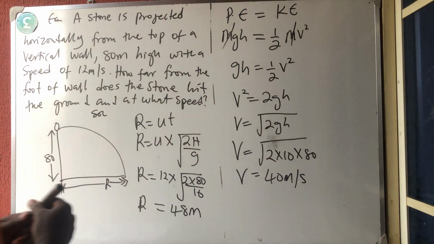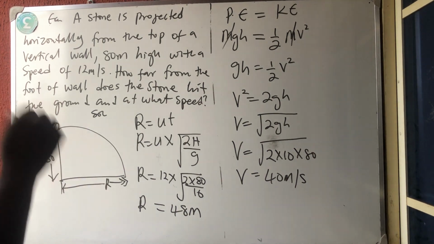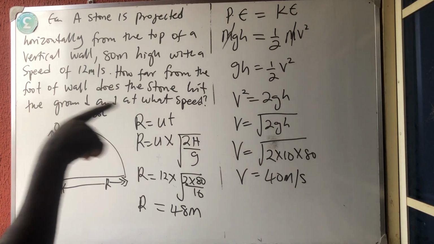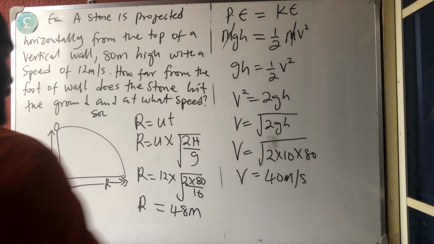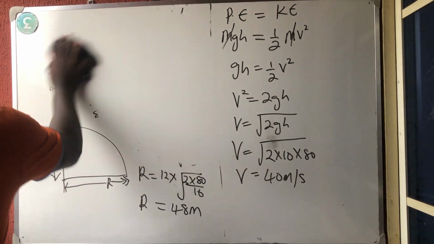So this is the velocity which is being used to reach that range. Okay, so that is that. Number 3. Let's solve number 3.